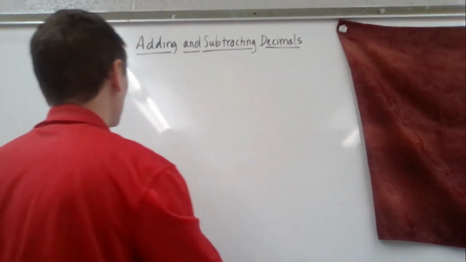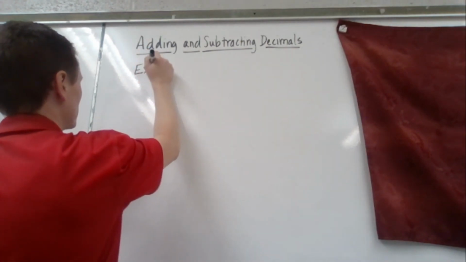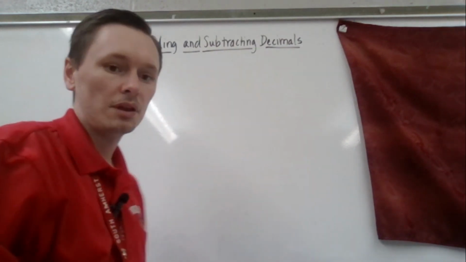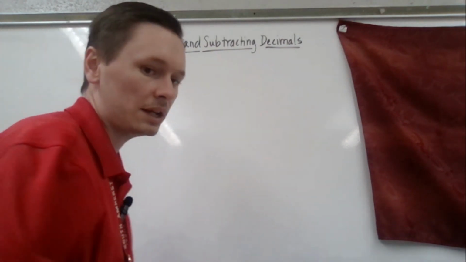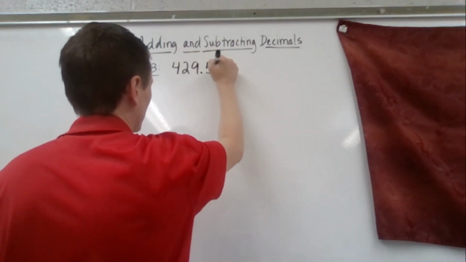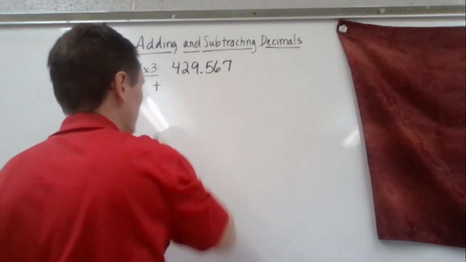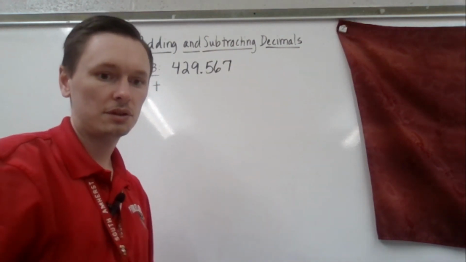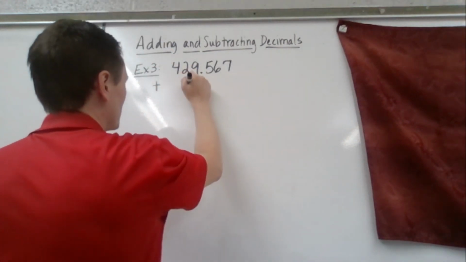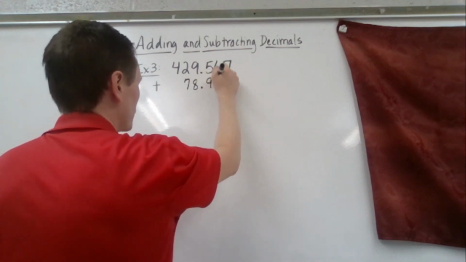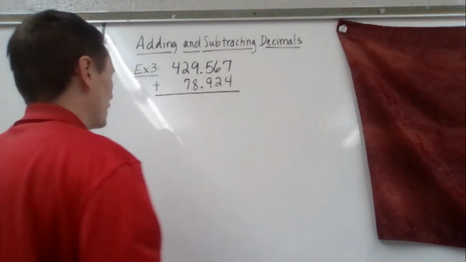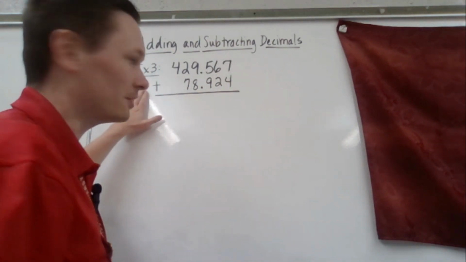All right, example number 3. Example 3 says 429 and 567 thousandths plus 78 and 924 thousandths. Make sure it's adding this time so we don't make that mistake again.